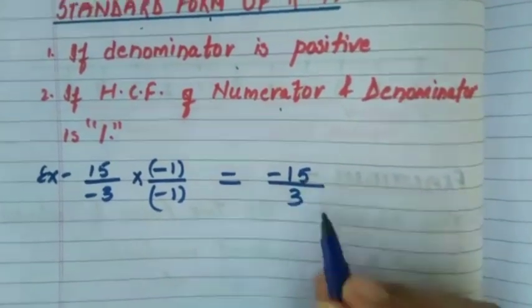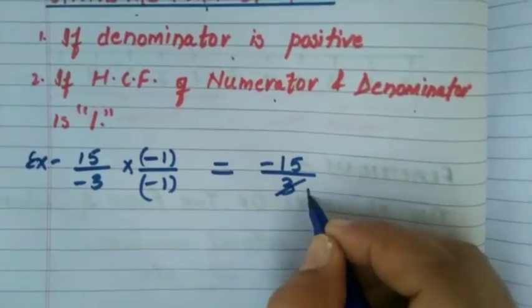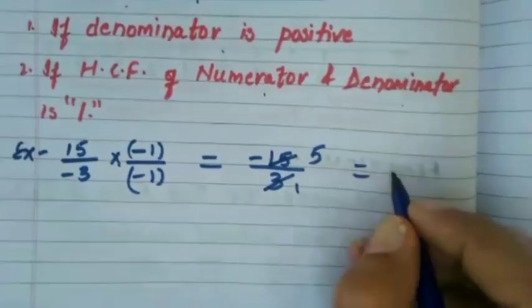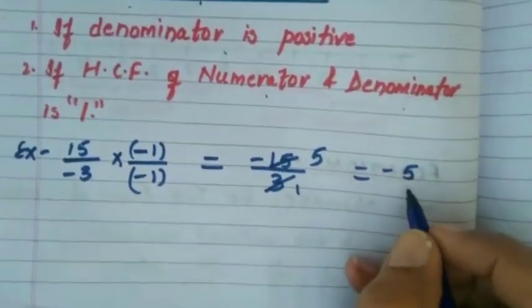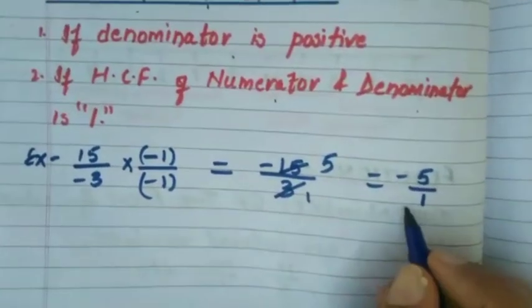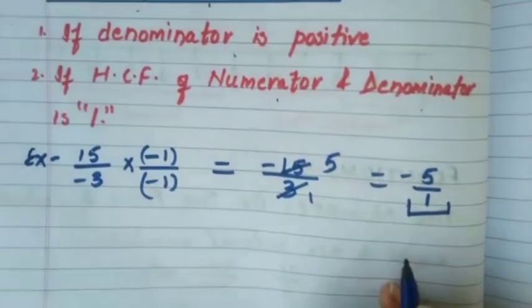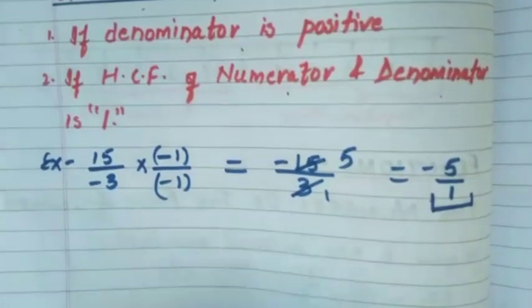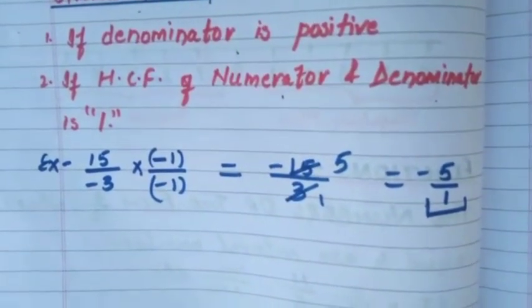So 3 and 15, if we cut this, 3 1 times and 3 5 times. So your answer would be minus 5 upon 1. Now this is the standard form of 15 upon minus 3. So like this you can write any number in standard form.